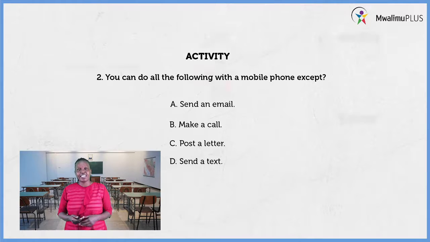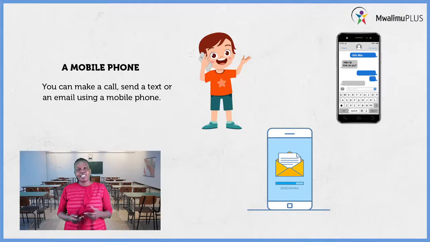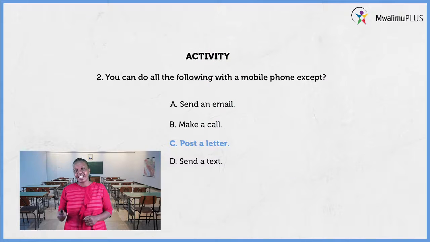Now let us read. You can make a call, send a text or an email using a mobile phone. There is sending a text, using an email, and making a call. So according to the choices we have, which one is not there? Good. C. Post a letter. We cannot use a mobile phone to post a letter.